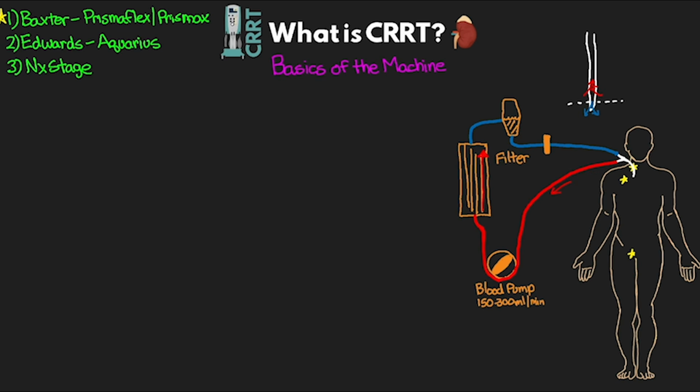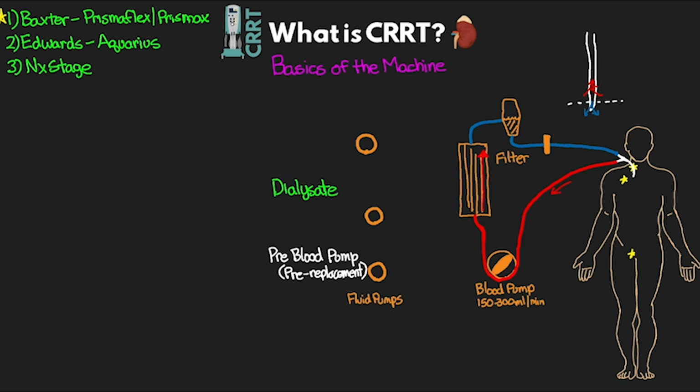So now let's actually talk about some of the different fluids that we use and the pumps that help to drive all this. Now on this system, there's 3 different types of fluids that we can use, and each is going to have its own dedicated pump. And I'm going to color coordinate these with the same colors that we see again on the Prismaflex machine. First, we have our pre-blood pump, which is our pre-replacement solution. Then we have our dialysate, and then we have our post-filter replacement fluid.